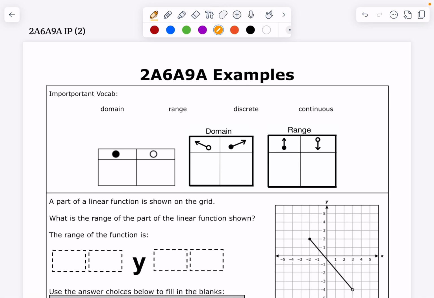All right, so for this one, we're going to be going over 2A, 6A, and 9A. When we do these, this is going to be like 3 different topics. It's going to be linear, quadratic, and exponential, but they all cover the same thing.